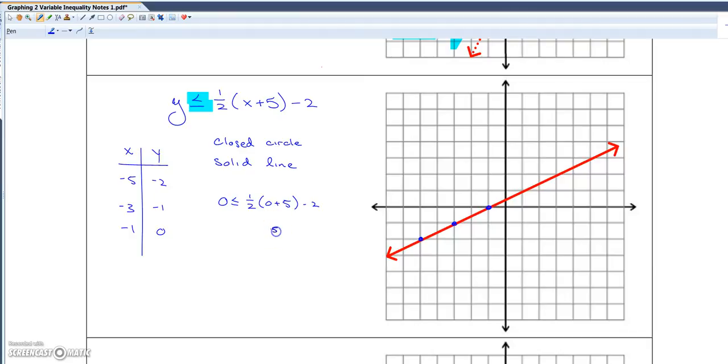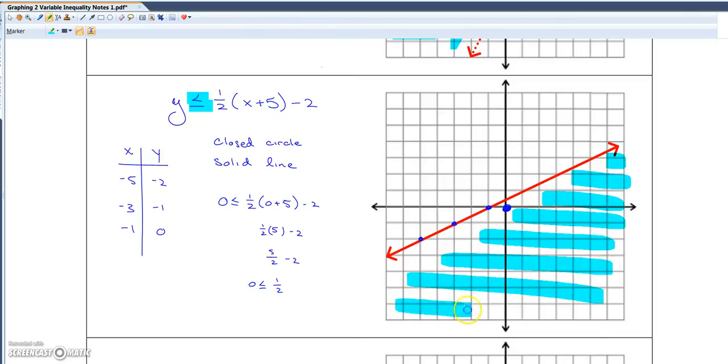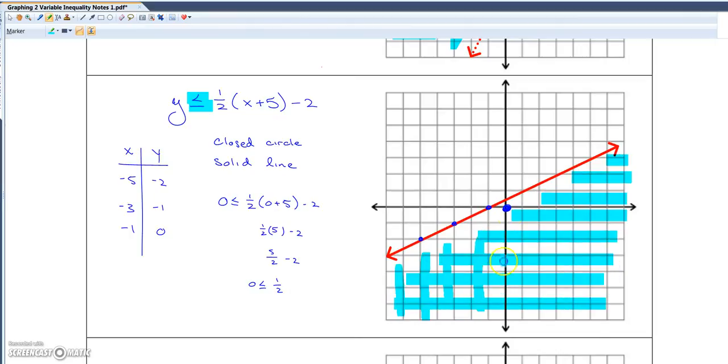Well, if I simplify it, I do believe that 0 is less than or equal to 1/2. Therefore, the point 0, 0 should be shaded in again. Here's my solution. Everything on the bottom side of this line is a potential solution for this inequality.